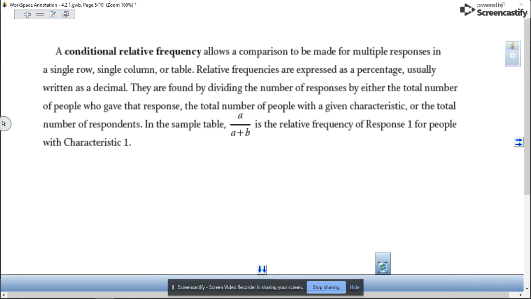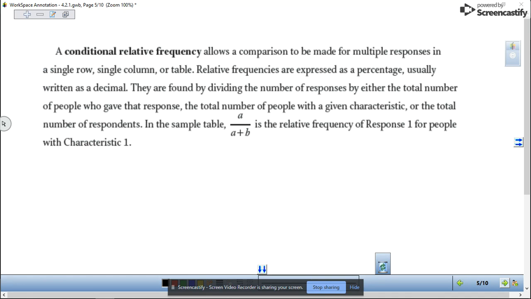All right, so moving on. A conditional relative frequency allows a comparison to be made for multiple responses in a single row, single column, or the whole table. Relative frequencies are expressed as a percentage, usually written as a decimal. They are found by dividing the number of responses by either the total number of people that gave that response, the total number of people with that given characteristic, or the total number of respondents. In the sample table, A divided by A plus B is the relative frequency for response 1 for people with characteristic 1.